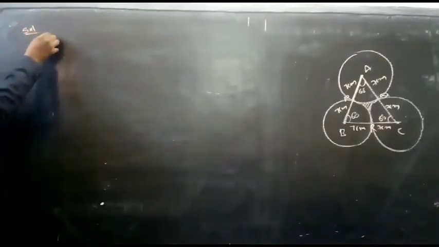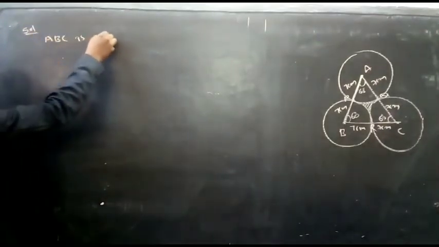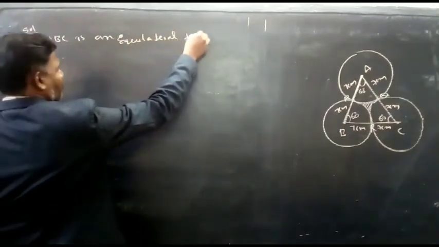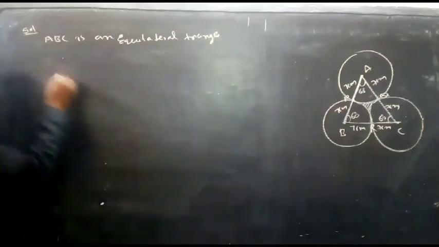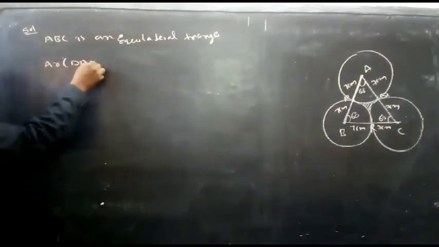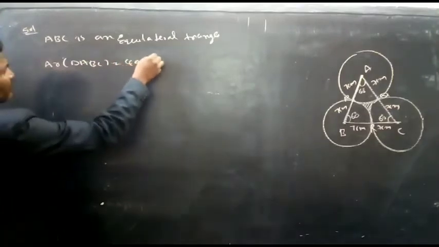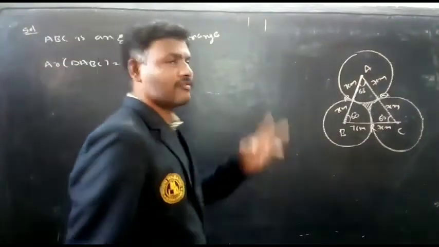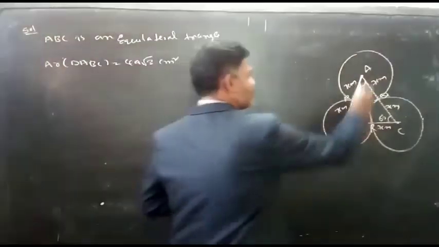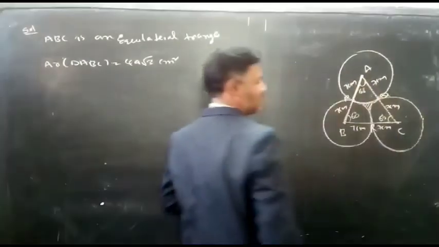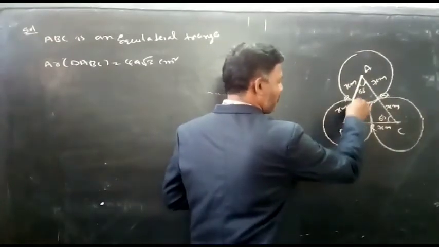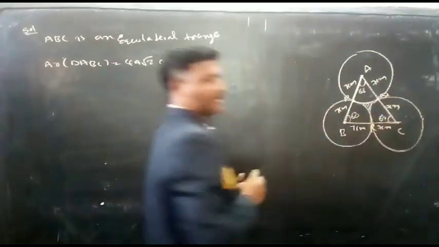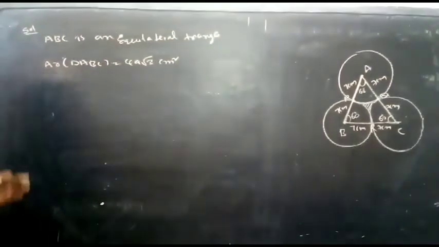Solution. ABC is an equilateral triangle. Then the area of triangle ABC is equal to 49 root 3 centimeter square. So from the diagram we can observe three sectors. What are they? One is the APQ sector, another one is the PBR sector, and the next one is the QCR sector.